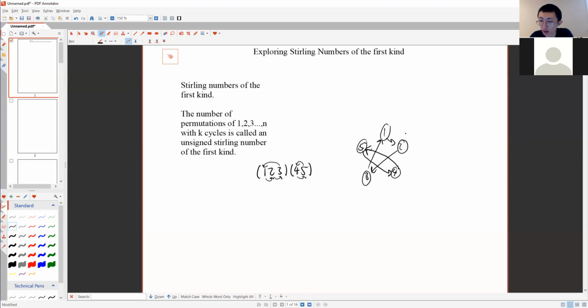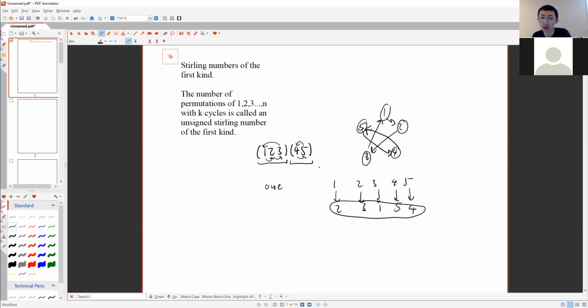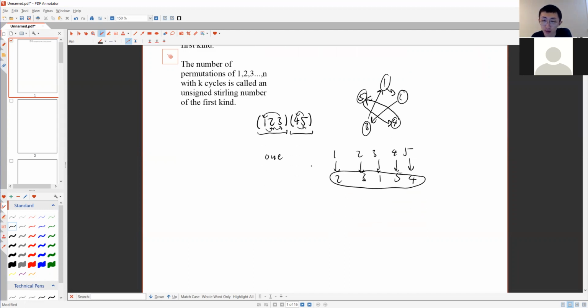Another way you might write it was with the one line notation, which is basically 1 goes to 2, 2 goes to 3, 3 goes to 1. So you could write it like this as another way to write the same permutation. Okay, so each one of these is called a cycle, and we need to figure out the number of them. So let's just compute some small Stirling numbers of the first kind.